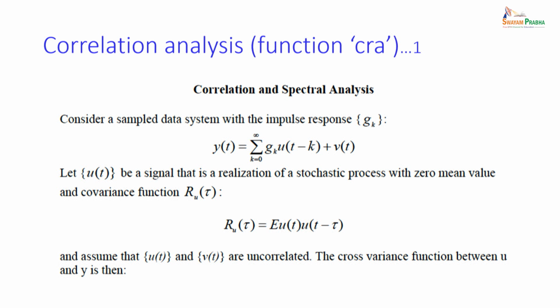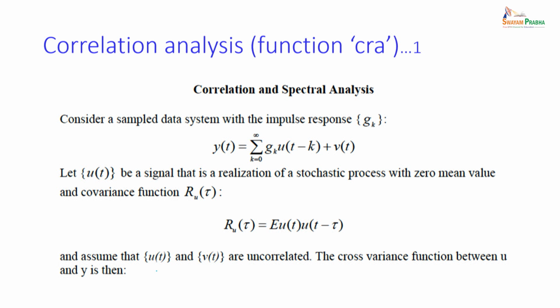So consider a sampled data system with impulse response coefficients g sub k. Let u(t) be a signal that is the realization of a stochastic process with zero mean value. So the random binary sequence or the pseudo-random binary sequence that we've generated in the examples in the previous slides would satisfy this criterion. And the covariance function of the input is r sub u.